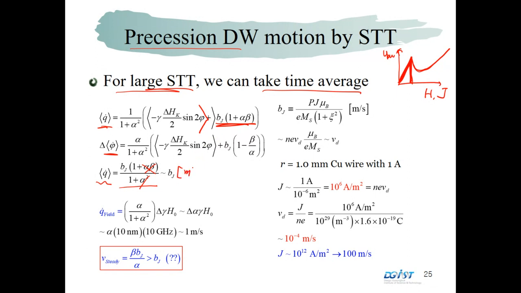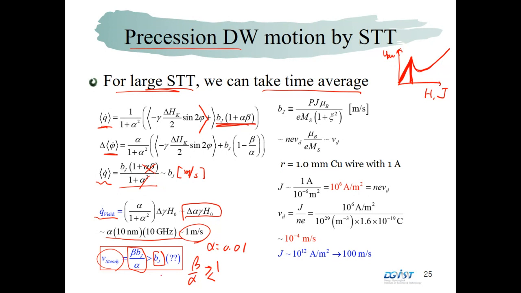Actually, this is also the velocity unit. And the domain wall velocity in a field is given by this form. And as we already calculated several times, this can be on the order of a meter per sec when alpha is 0.01. In a steady state, velocity is given by this form. And this is the precession term. The question is whether beta over alpha is larger than 1 or smaller than 1.